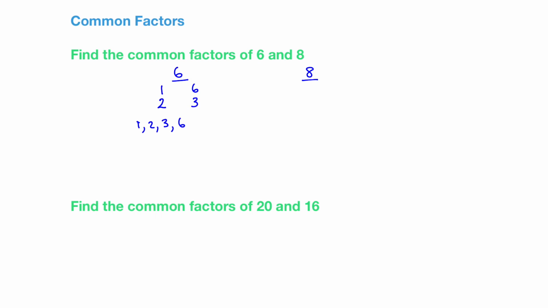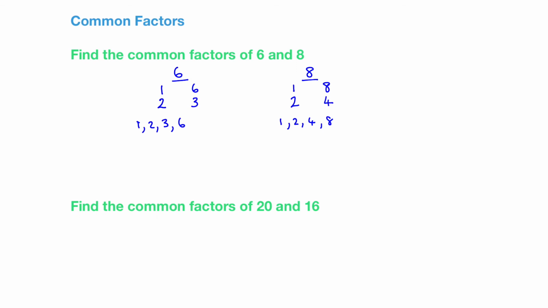Then we're going to list the factors of 8. So we start with 1 and 8. Then we think about 2. Does 2 go into 8? And it does. 2 times 4 is 8. The next number would be 3, but 3 doesn't go into 8, so we can't write 3 down. The next number would be 4, and we've already got 4, so that means we've got all the factors already, and listing them in order, we've got 1, 2, 4 and 8.